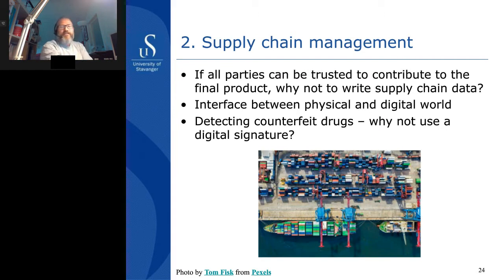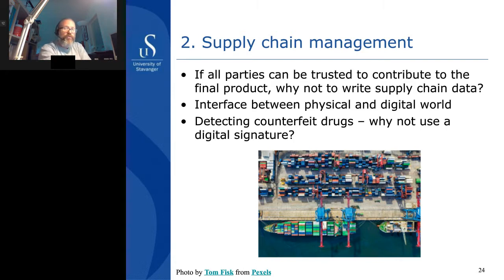So the next thing that doesn't necessarily work with blockchain is supply chain management. Now, this is a pet peeve of mine, because if all parties can be trusted to contribute to the final product, why should they not be trusted to write the supply chain data? And there's also this interface between the physical and the digital world. One thing is, of course, that you can have a blockchain where you can verify that a certain piece of information has passed through a number of checkpoints along the way. But you still don't know whether this piece of information, this certificate, if you will, actually is connected to this physical thing that goes along the supply chain.